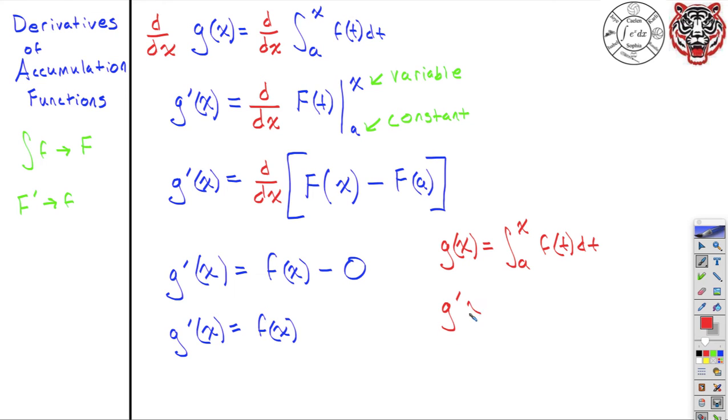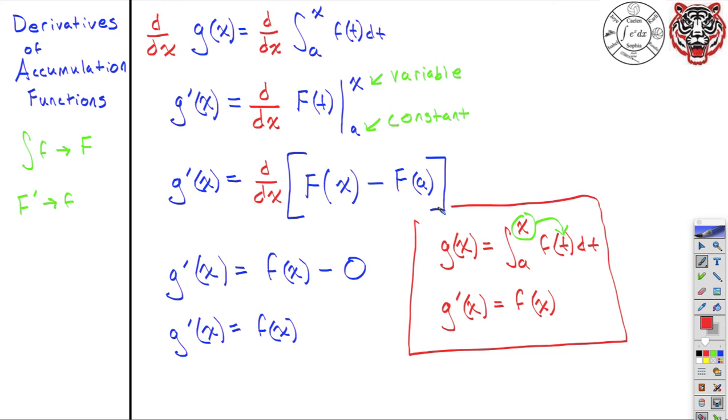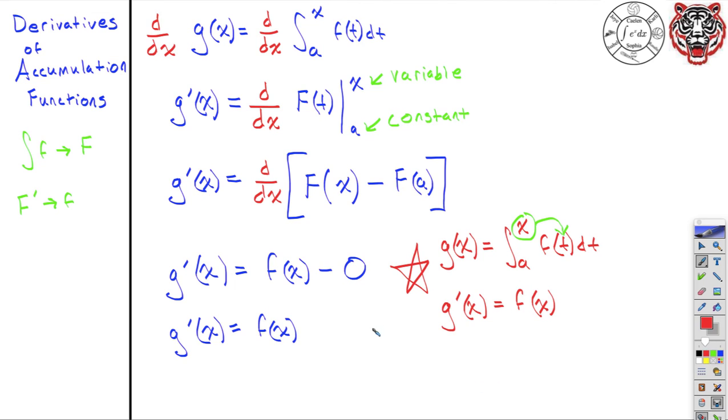G prime of x is now going to be, and you do want to write this stuff in green, this x gets plugged into that t. It is now going to be equal to f, I should go back to red here, f of x. This is the key thing that we need to take away from this lesson. Star this, it's important. That is the shortcut for whenever I have a derivative of an accumulation function. And remember, be careful here, because you still might have a chain rule when I'm taking the derivative.